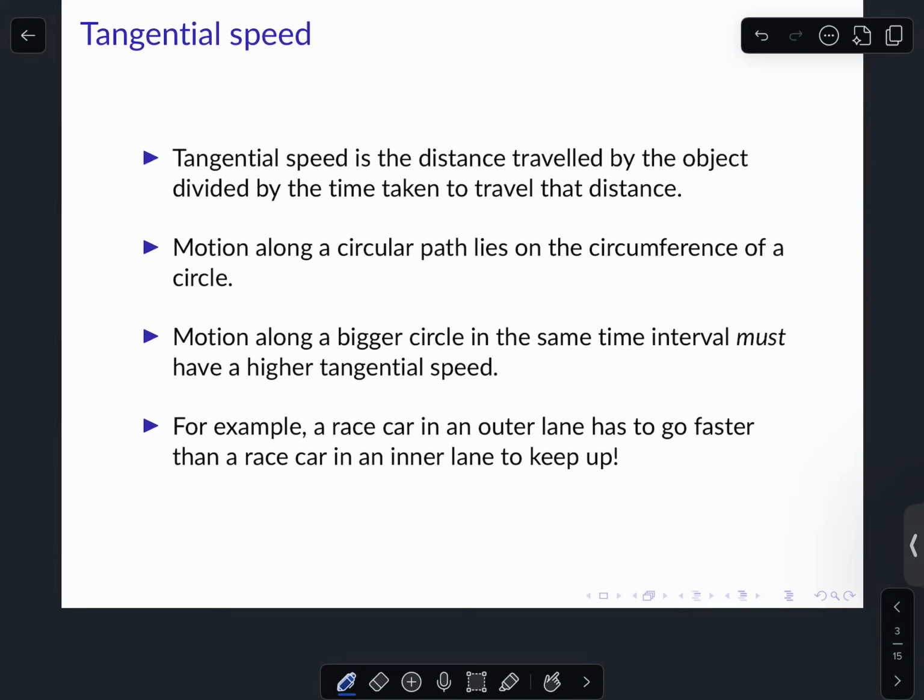You will get around the curve faster. You will have achieved 90 degrees of turn faster if you're on the inner lane. It takes less time to go the same angle at a given speed. Okay, so think about this relationship. If you've got a bigger circle, you've got to go faster to make the same time. We're going to use this and make an equation out of this in a few minutes.